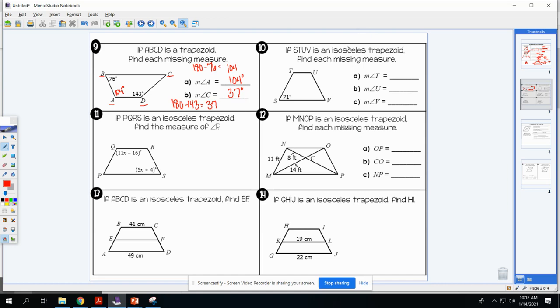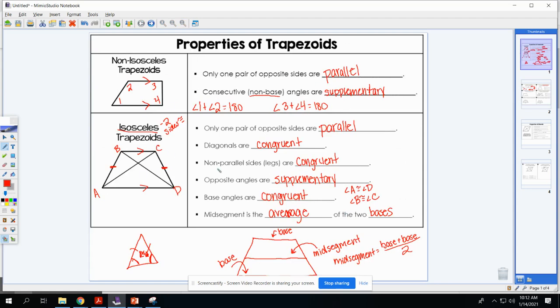All right, number 10. Number 10 is an isosceles trapezoid. So remember, we'll have to use those isosceles trapezoid properties. Angle S is 71. We've got to find TUV. Okay, well, let's go to our isosceles trapezoid properties.